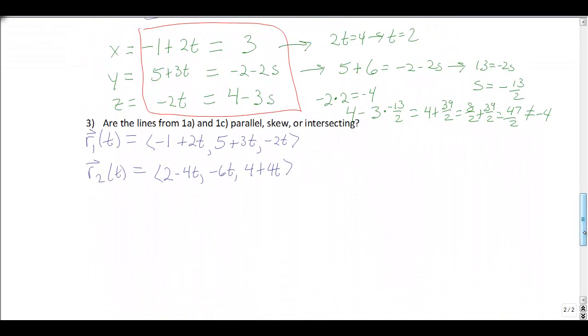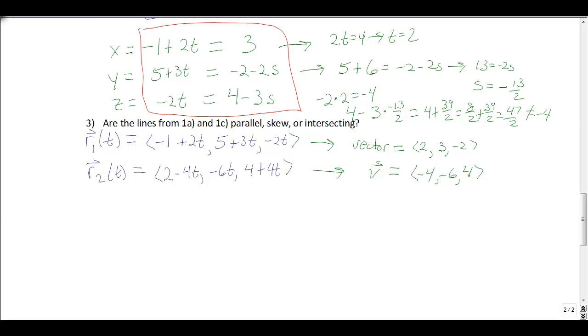Now, let's look at our vectors. Here is our vector in the direction of the line. What that's going to be in this case is the coefficients of the t. So I get a 2, a 3, a negative 2. In this case, let's just call our vector v. What we get is negative 4, which is multiplied by the t, negative 6, and then a 4.